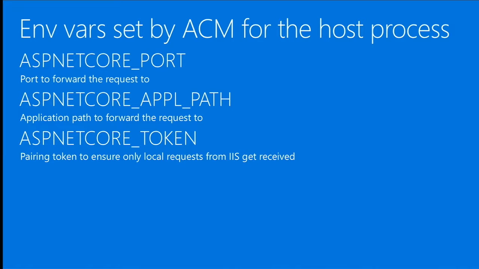So the ASP.NET Core module will set up these environment variables, and then the process needs to read them, make sure that there's a listener actually at that path and port, and that it validates that that token is actually set up. And that's what that UseIISIntegration piece of code on the web host builder will do.